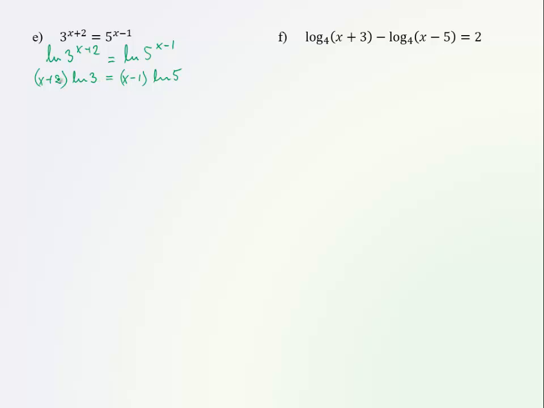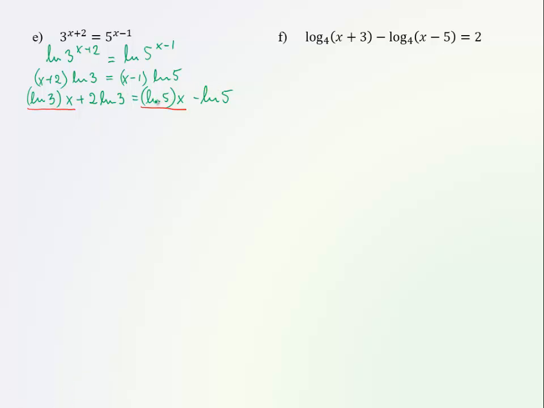Okay, so now we see a linear equation and we want to collect x's. So in order to do that, we actually need to multiply the bracket through the ln 3 and ln 5. So it will be ln 3 times x plus 2 times ln 3 equals ln 5 times x minus ln 5. Now we want to collect terms with x's to one side and free terms to the other side.